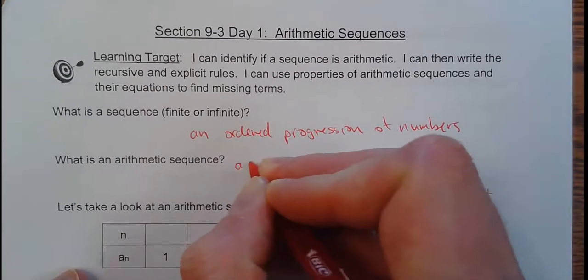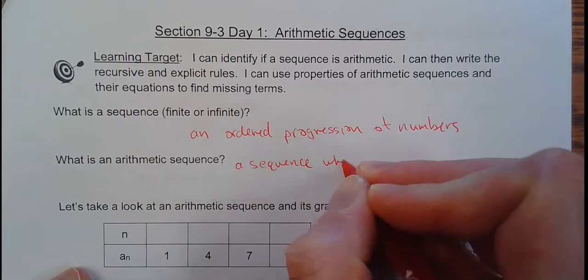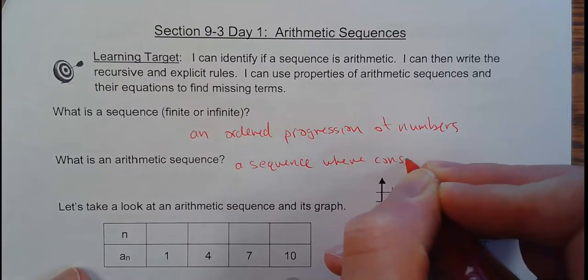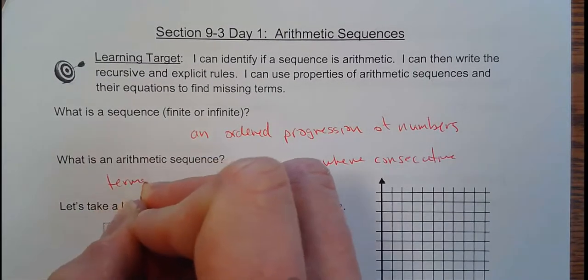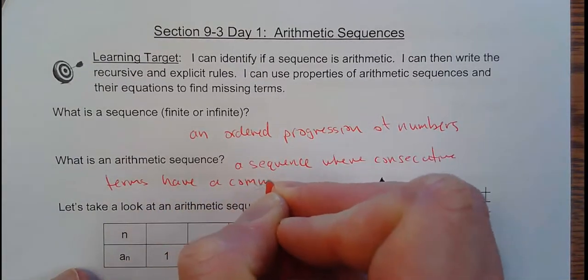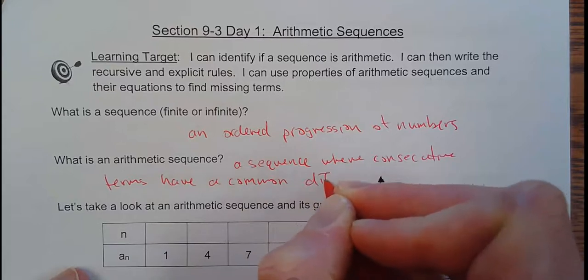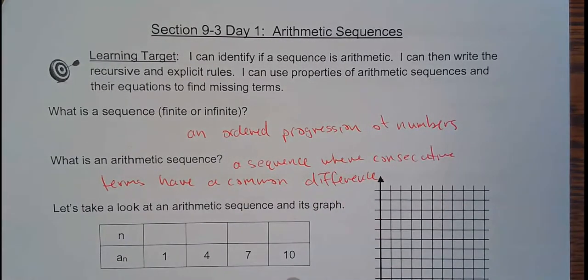So it's a sequence where consecutive terms have a common difference. Which just means if you take any term minus the previous term, you'll get the same answer every time. They're the same difference apart.